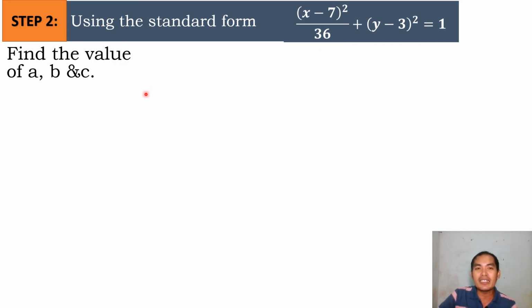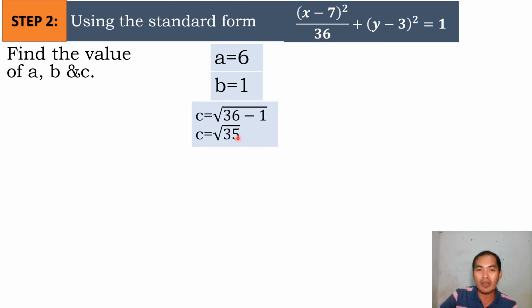We now determine the value of A, B, and C. Our A is the bigger denominator, 36. Square root is 6. That's the value of A. Since walang denominator itong second term, it means that the denominator is 1. So, square root of 1 is 1. That's our B. Then, for C, just get the difference of what is inside the radical sign. So, square root of 36 minus 1 is square root of 35. That's the value of C.